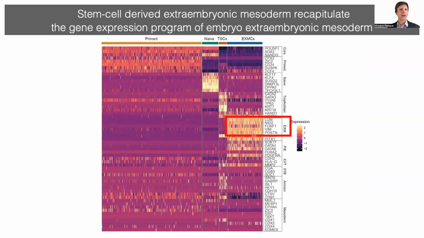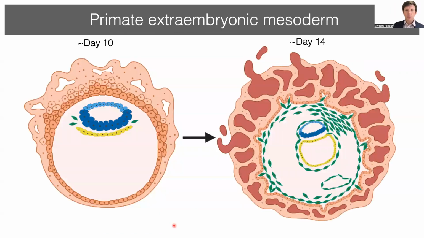So what is the extraembryonic mesoderm? It turns out that it is one of the key missing cell types. It's a really important cell type that arises a few days after the embryo implants. What you can see here at day 14 is the outer trophoblast cells. In the middle, you have the embryo with the epiblast in dark blue, amnion in light blue, primitive endoderm in yellow, and all these green cells here are the extraembryonic mesoderm.